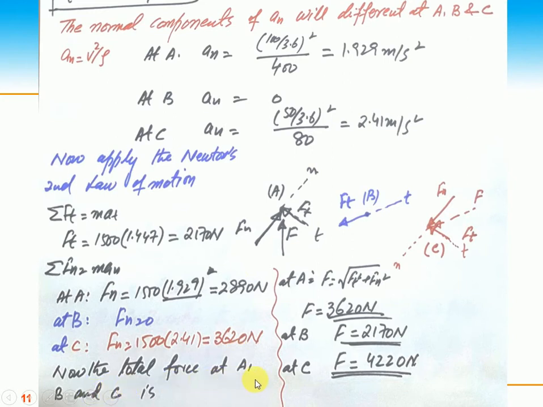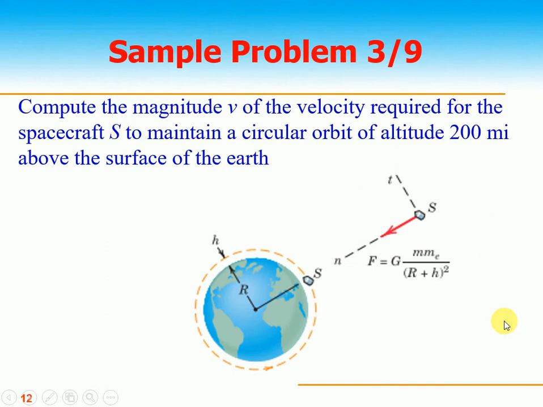Now the total force at A, B and C is F of t square plus F of n square, square rooted, at every point. So at A, the total force of the road acting on the tires is 3,620 newtons. At B, we have only the tangential component, no normal component, it's 2,170 newtons, and at C it is 4,220 newtons. You see this force is larger at C because the velocity is going to be decreased.